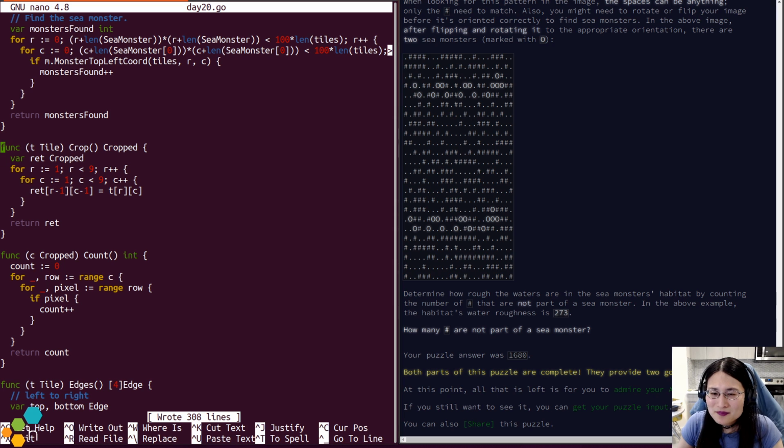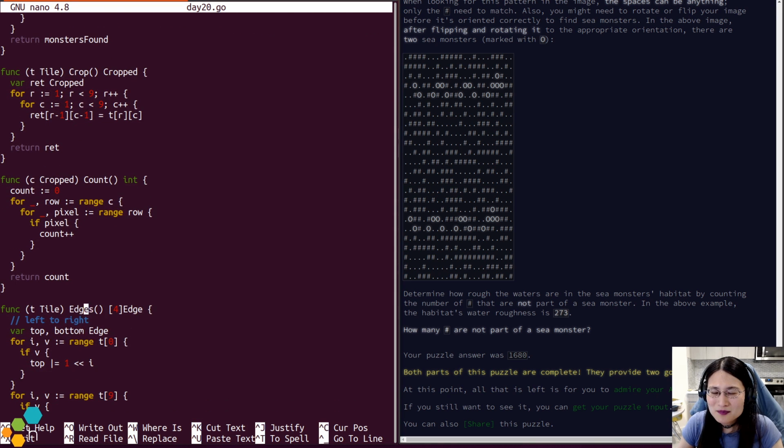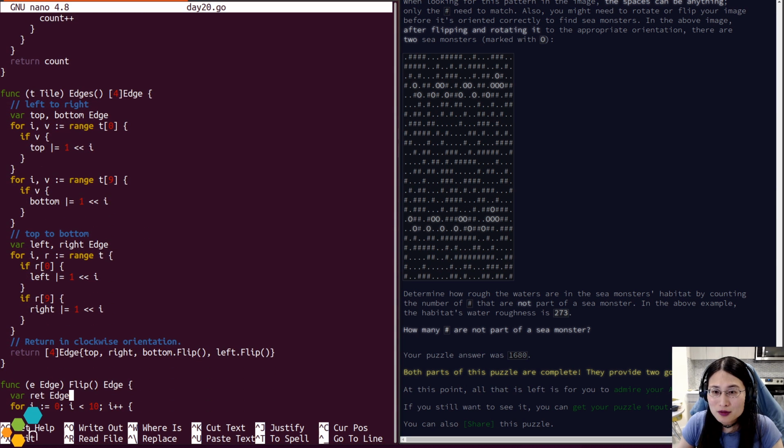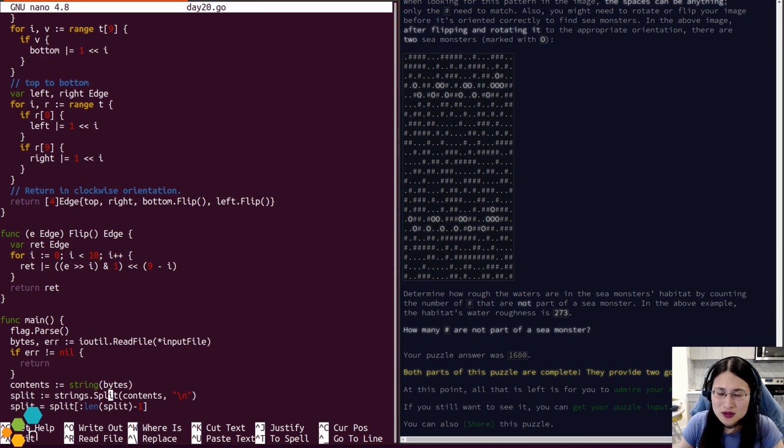Okay, so the cropping function is still exactly the same. The count function is still exactly the same. That doesn't matter with regard to the rotation. The tile edging needs to change. Oh, in fact, yeah, that's already been done. So I already have something to be able to handle flipping edges around without having to read them in reverse bit order.